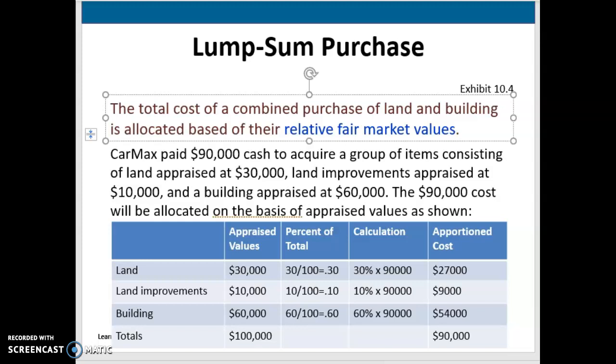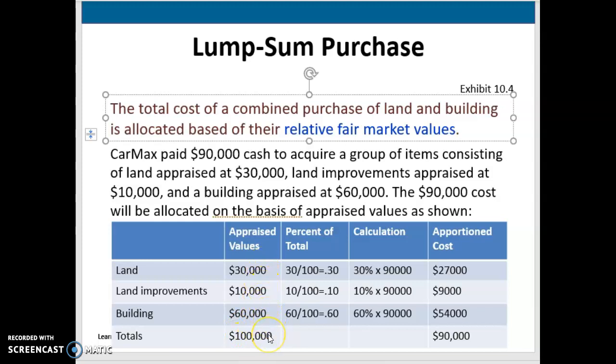All right, so our example here says that CarMax paid $90,000 cash to acquire a group of items consisting of land that had an appraised value of $30,000, land improvements appraised at $10,000, and a building appraised at $60,000. So that $90,000 cost is going to be allocated on the basis of the appraised values. So what I did was I created land, land improvements, and building as the 3 assets that we're going to have. We have the appraised values listed here. Land was $30,000, land improvements $10,000, and building is $60,000. So that's a total appraisal value of $100,000.